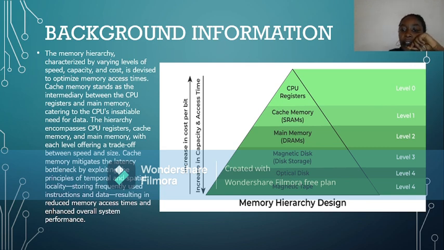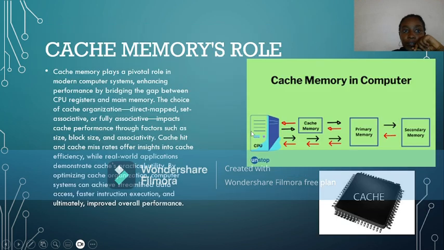This is the memory hierarchy design. The CPU is level 0, cache memory is level 1, main memory or DRAM is level 2, magnetic disk or disk storage is level 3, optical disk is level 4, and magnetic tape is also level 4. Going down, there is increasing capacity, access time, and increase in cost per bit. The cache memory's role.